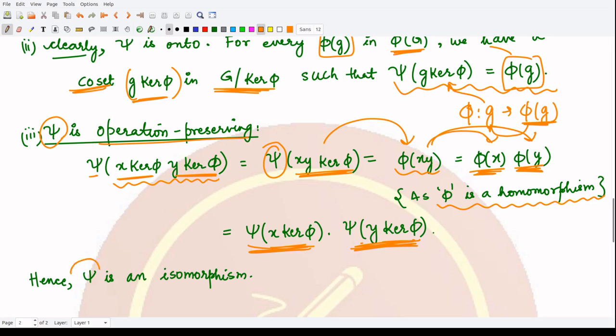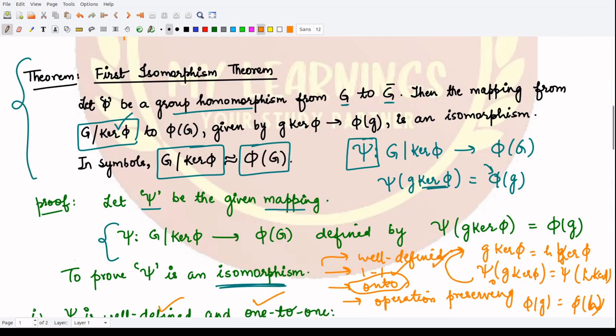Hence we have the mapping psi as an isomorphism between these two groups, the factor group G by kernel phi and phi of G, the homomorphic image of G under phi. Both of them are isomorphic to each other, and this is what we wanted to prove in this particular video. I hope you understood this video well.